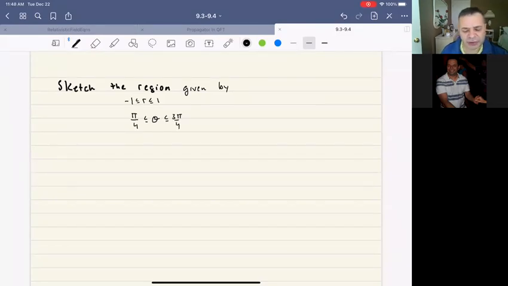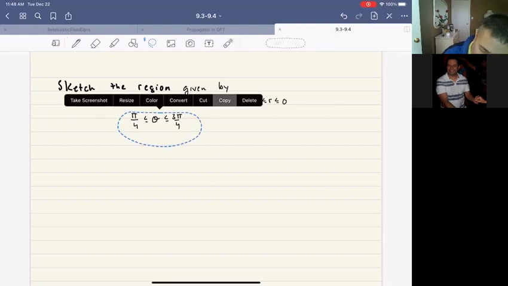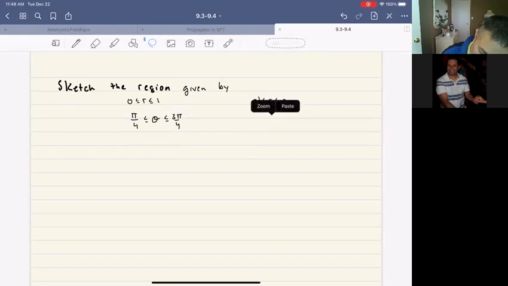Let's actually do two different regions. Let's do this one here, and then we're also going to do -1 less than or equal to r less than or equal to 0, with the same angles of theta. Okay, so we're going to change it up a little bit.